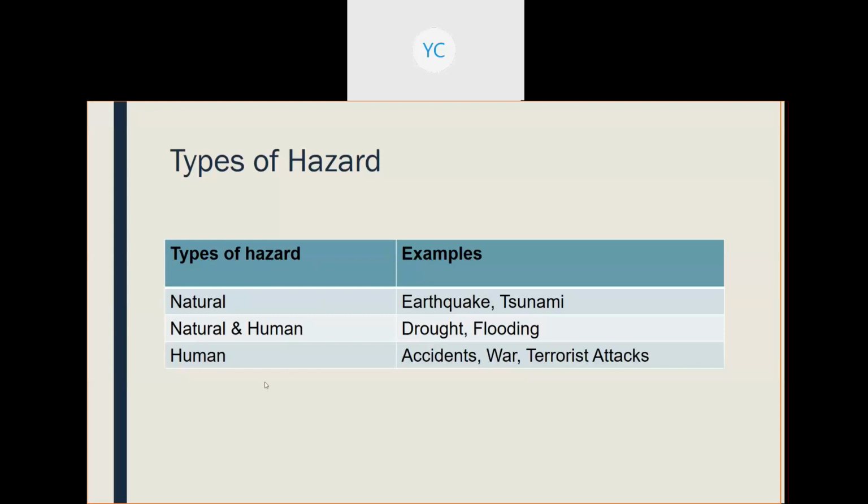Normally humans start these things, and some are in between, natural as well as human. Droughts and floods are examples, because humans change the conditions to be favorable for flooding, and in due course flooding happens. Drought also, if you take down the trees and do many of these things that help the drought happen, it can probably be categorized into the second type of hazards.